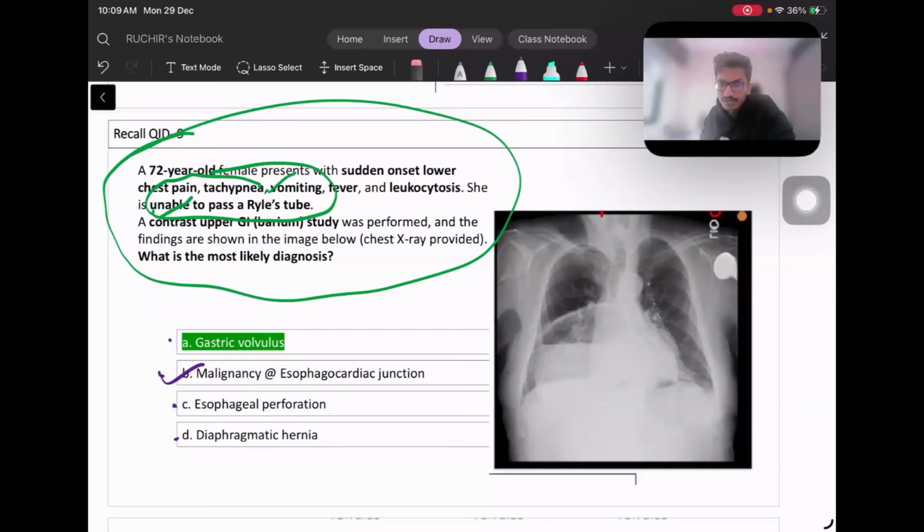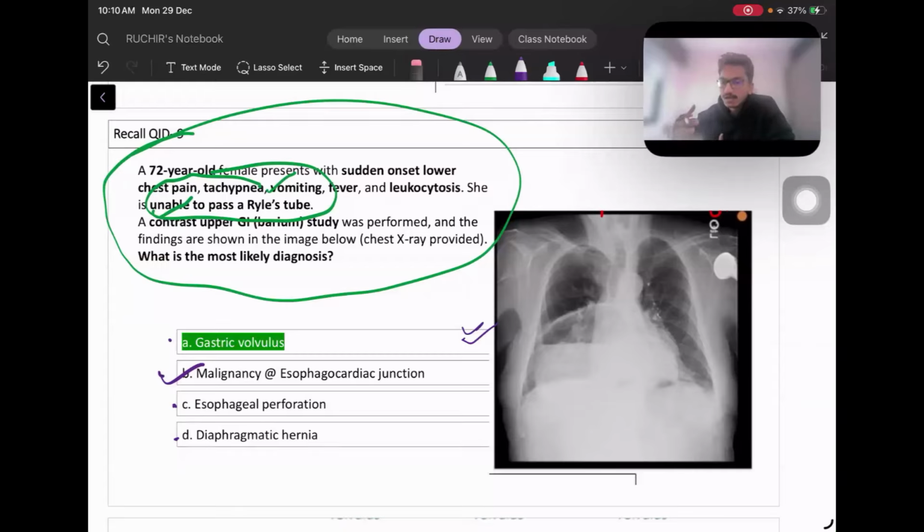So the thinking is correct that vomiting with fever and tachypnea can make you suspect esophageal perforation, but here it is not the case because of the X-ray finding. Gastric volvulus was the option, right? Yeah, okay. So here, because of the X-ray which is showing the air fluid level, most likely it being the stomach, I would not keep esophageal perforation. Air fluid levels are less likely seen in this acute setting.